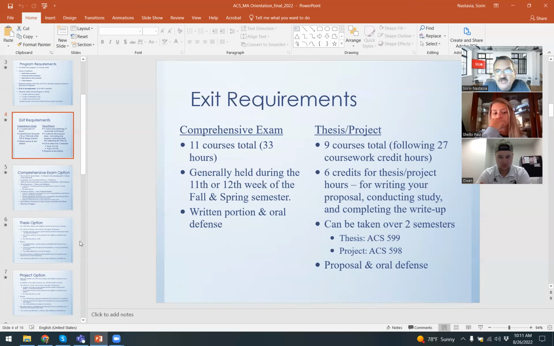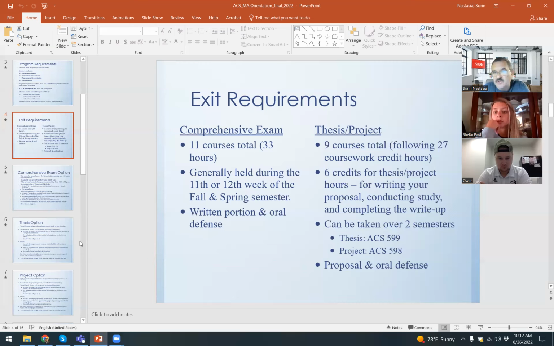There will be a written portion and oral defense. I will go into more details a little bit later on. So for the comprehensive exam, as you can see, you don't take extra credit. It's just a revisiting of all the important courses in the MA in general, like research methods and theories of communication, and the core courses in the specialization.